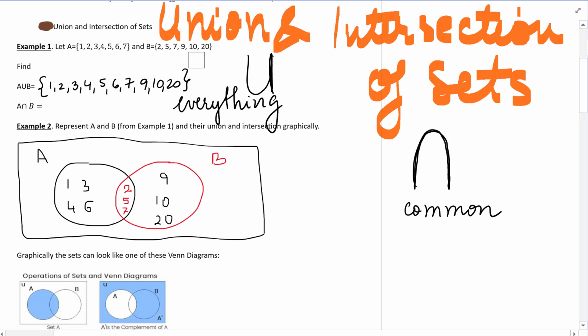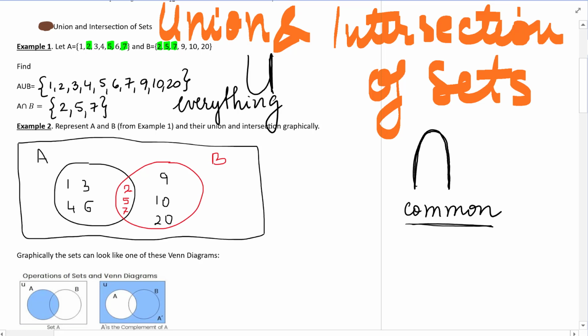The second problem is A intersection B. So the intersection is the common terms. So I see 2 in A and I see 2 in B. I see 5 in A and 5 in B. 7, 7. So the three terms that are common are 2, 5, and 7. And that's A intersection B.